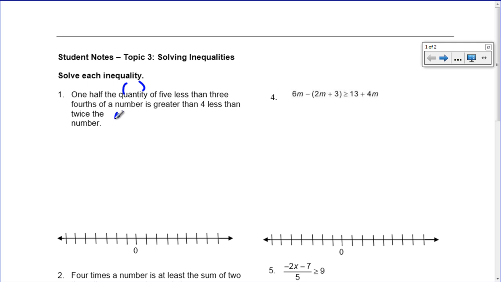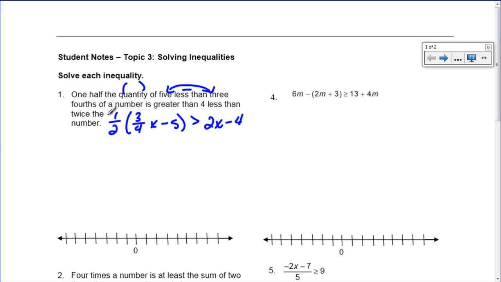It's going to start with 1/2 of a quantity. Well, quantity means all of this goes in parentheses, and I have 5 less than, remember, is a flip-flop word with the subtraction sign, 3/4 of a number. So I have 3/4 of a number minus 5 is greater than 4 less than twice the number. So again, it's flip-flopped. So step 1, I'm going to have to multiply.